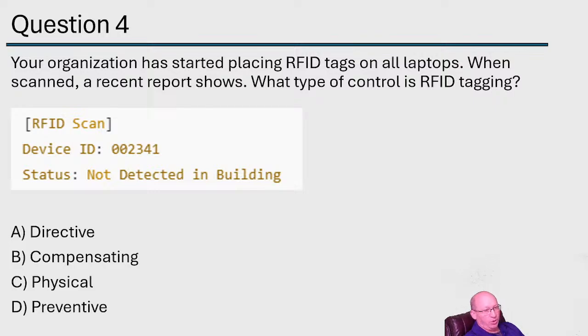I like directive control. I'm going to put that in the maybe category. Compensating control, we're trying to compensate for problems. We've already answered what a compensating control is a couple times. No need to go back over that, but no, not going to be a compensating control.